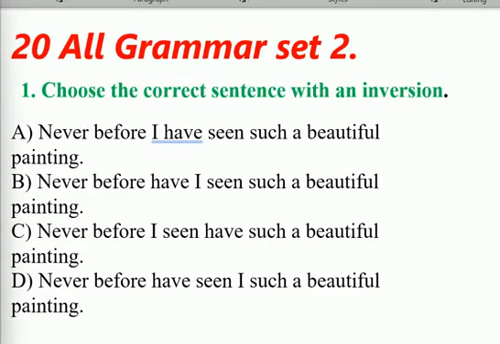Here are 20 advanced grammar questions with their answers and explanations. 1. Choose the correct sentence with an inversion. A. Never before I have seen such a beautiful painting. B. Never before have I seen such a beautiful painting. C. Never before I seen have such a beautiful painting. D. Never before have seen I such a beautiful painting.